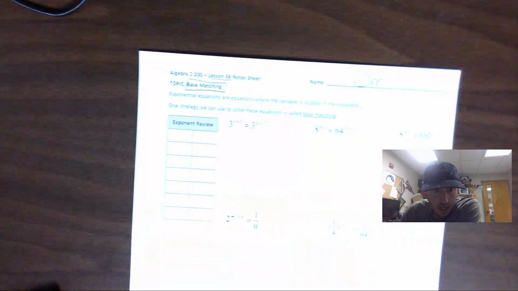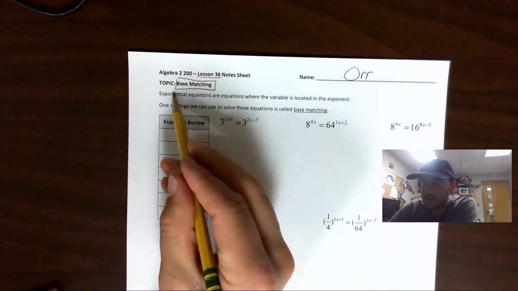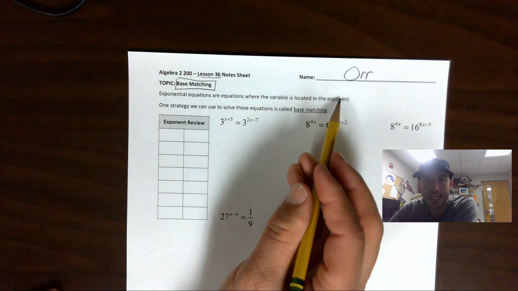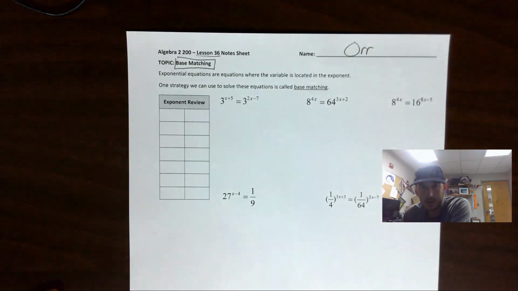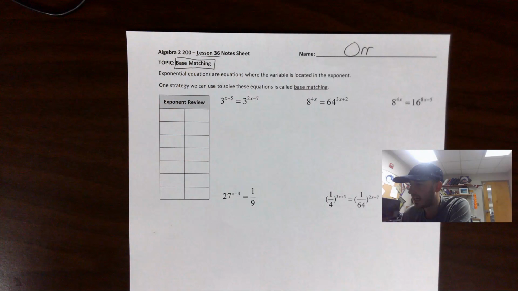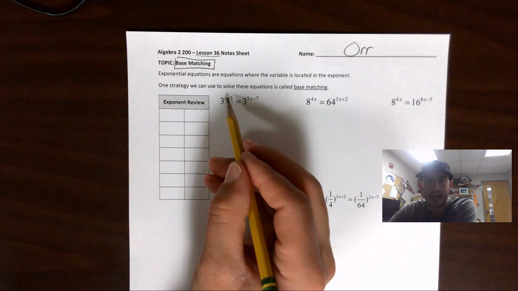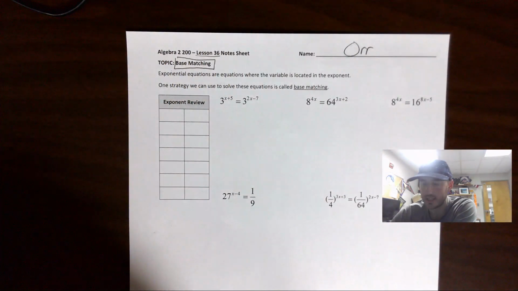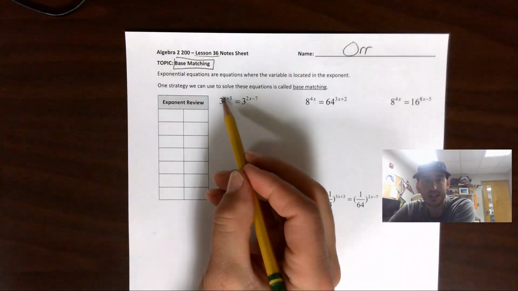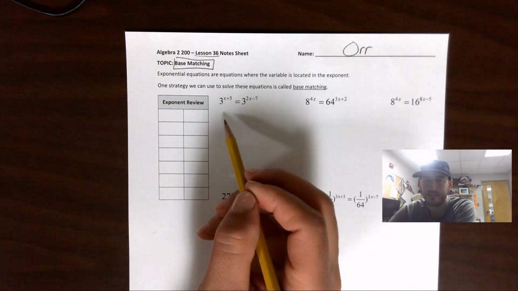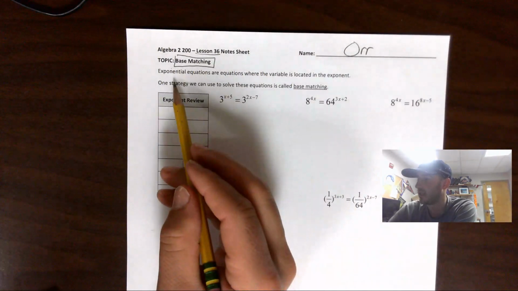If I go back to the front here, I'm quickly explaining that an exponential equation is an equation where the variable is located in the exponent. See how all these problems I've got on the page, they all have x in them, but x is always upstairs in that exponent. So 3 to the x plus 5 is much different than if I just wrote 3x plus 5. And a strategy we can use is called base matching.